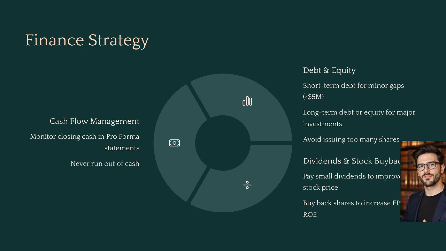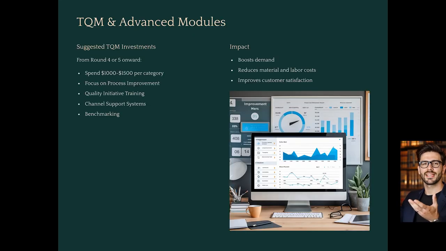Financial strategy: issue more long-term bonds to fund automation. Buy back shares to reduce outstanding equity and increase EPS. Pay dividends to boost stock price and ROE. Keep the current ratio healthy, greater than 2.0, and avoid emergency loans.